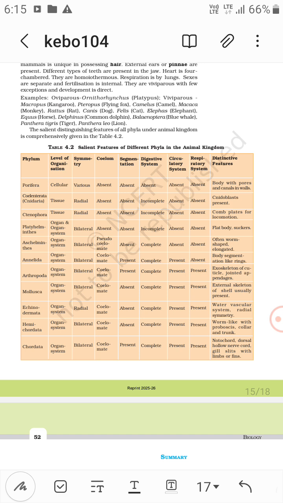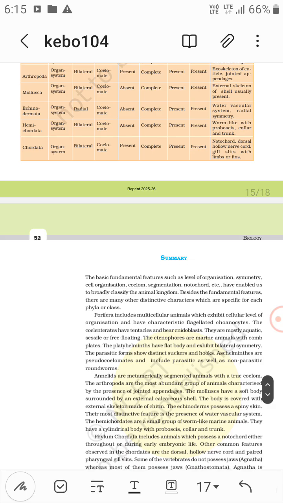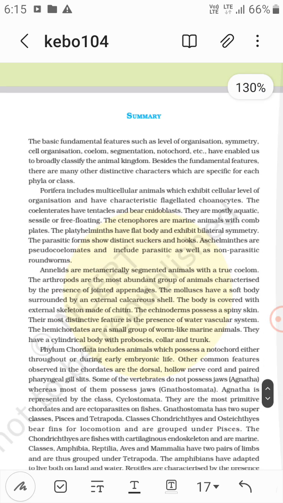Exoskeleton of cuticle and jointed appendages, that is Arthropoda. External skeleton of shell usually present, as in Mollusca. Water vascular system and radial symmetry, that is Echinodermata. Worm-like with proboscis, collar and trunk, that is Hemichordata. And Chordata has notochord, dorsal, hollow neural cord, gill slits, with limbs or fins. Okay, this is it.